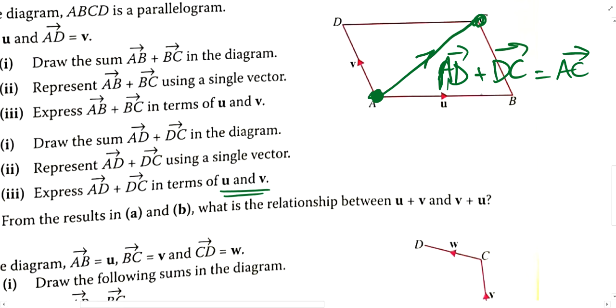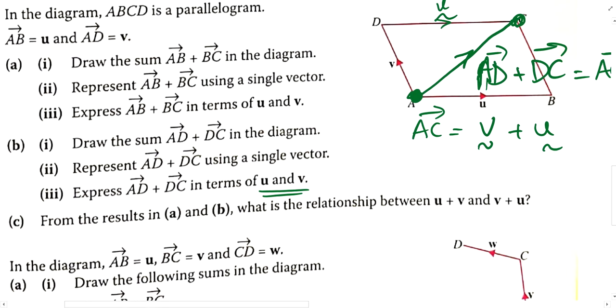Okay, AD plus DC. AD was V plus U, right? Because this part is also U. Am I right? Okay, so this is equal to AC. Earlier on in part A, we've got AC as well. If you remember, we said that AC was equal to U plus V. Then now we have the same AC, but it is V plus U.